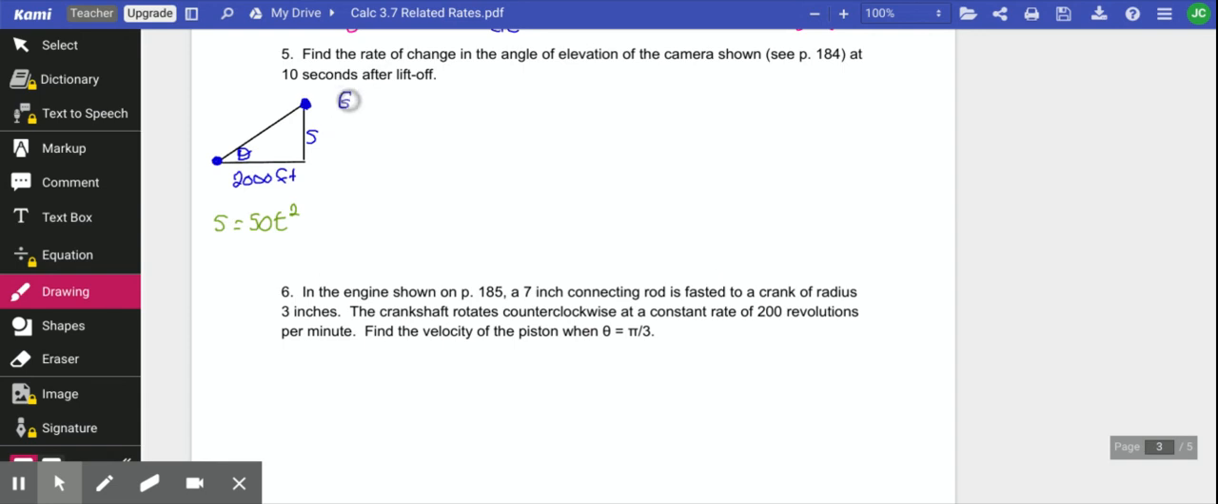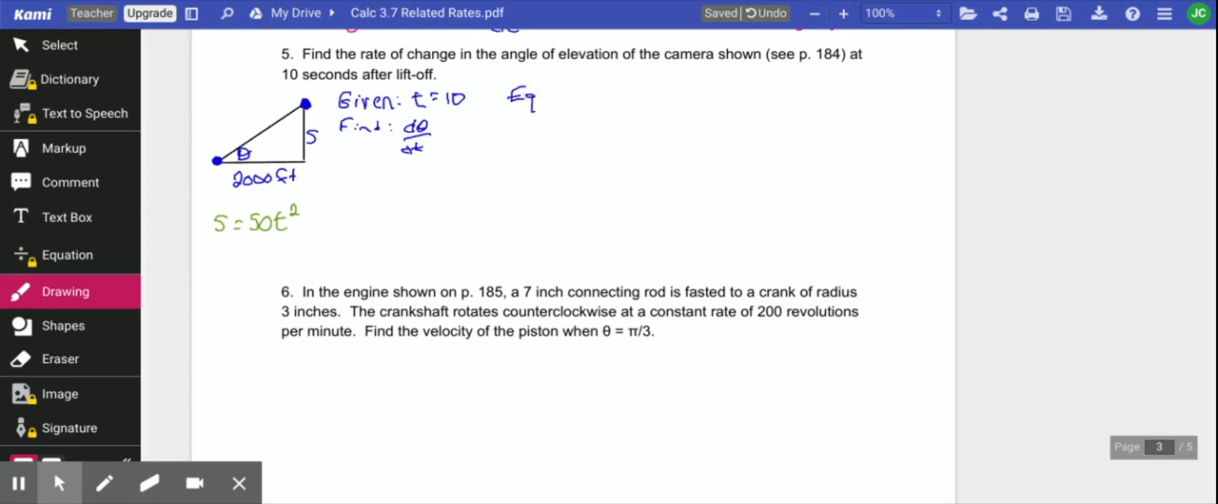We're given very little outside of that diagram. We are supposed to find the rate of change in the angle of elevation of the camera at 10 seconds after liftoff. So really all we're given in that sentence is that t equals 10. We are supposed to find the rate of change in elevation of the camera, so we're supposed to find d theta dt. We do have all the information we need to do this. It just takes a little bit of doing to get there.